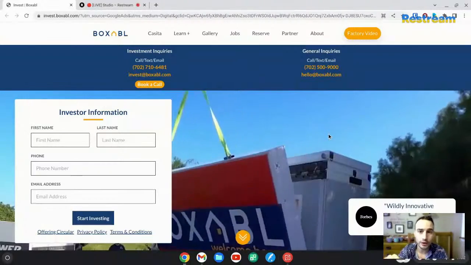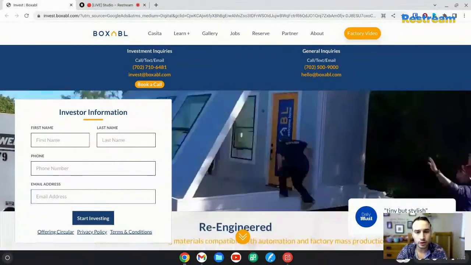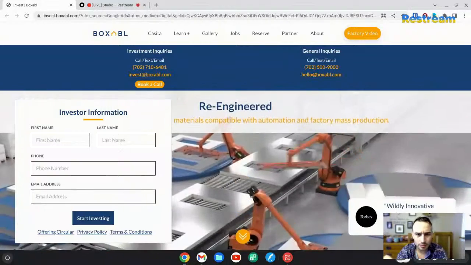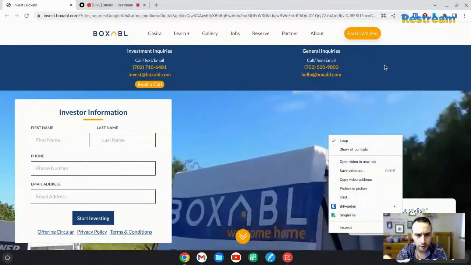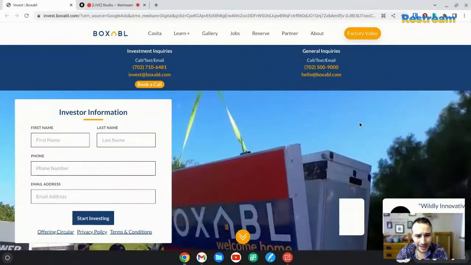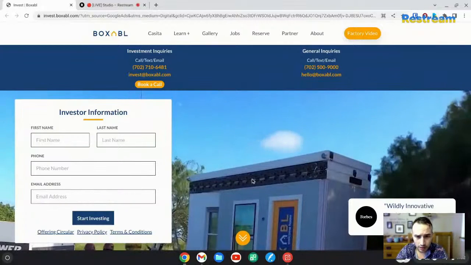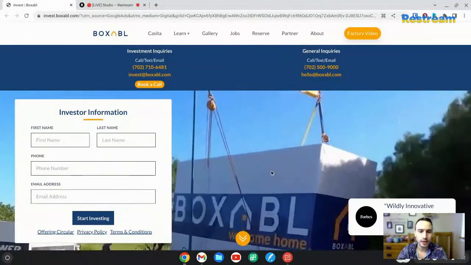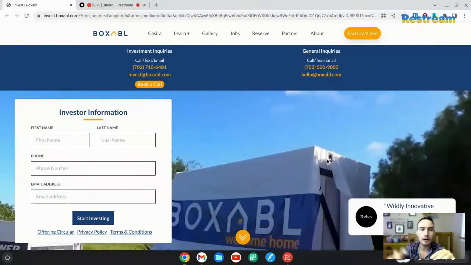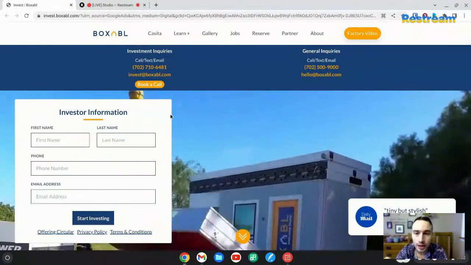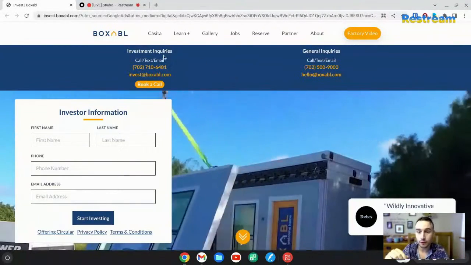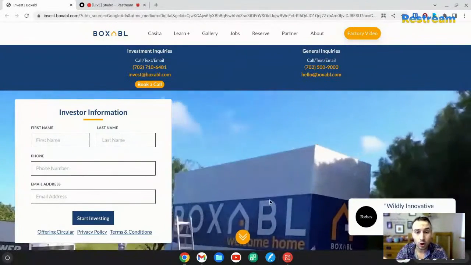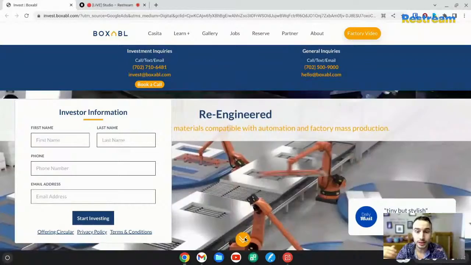So let's scroll down here and see what else we see. We've got a video here of some sort of house being built, but the way the page is set up, it's really hard to get a full view of this video. I'm going to take a guess just based on their name and the way this is being laid out. Oh, this is interesting. It looks like they're shipping a box that then unfolds into a house. Now, if this investor information lead capture wasn't here, maybe I could see the whole video. That might actually be interesting.